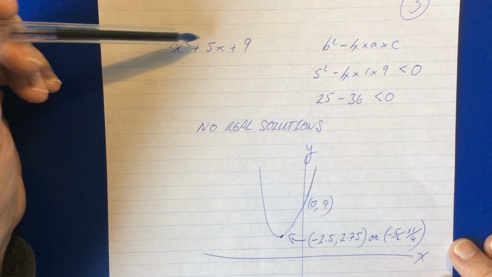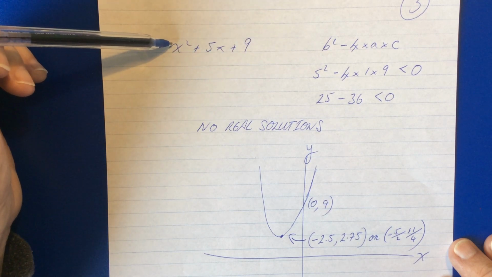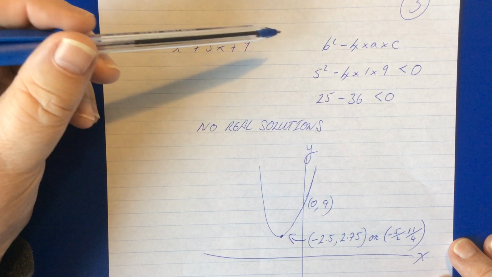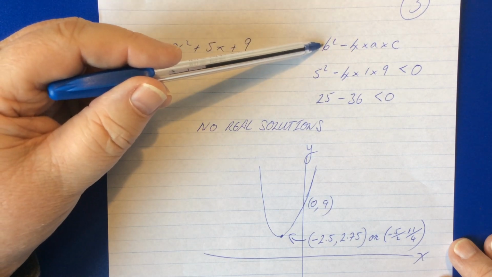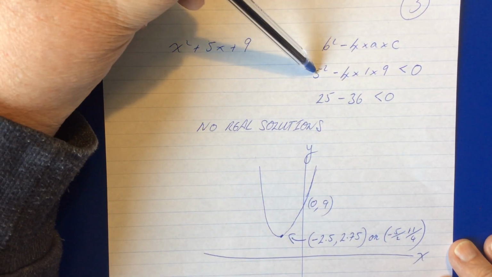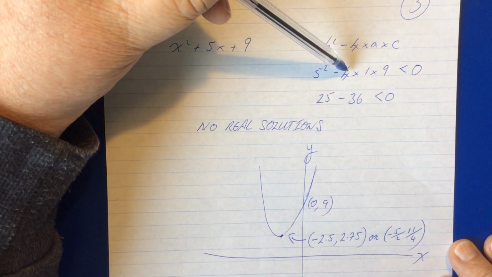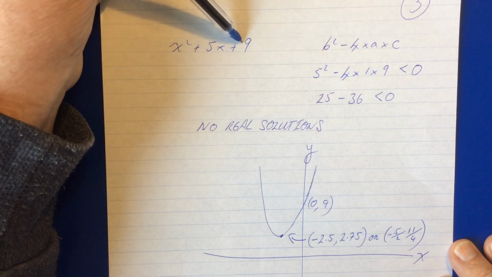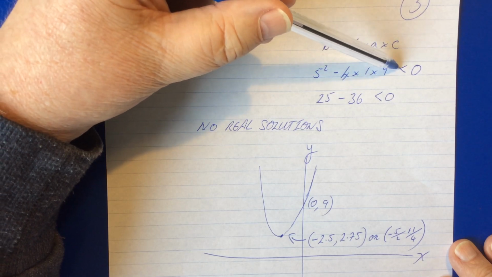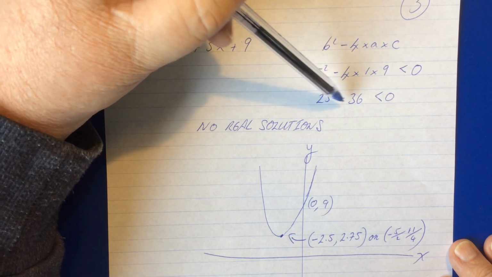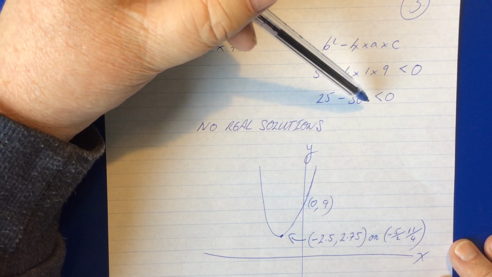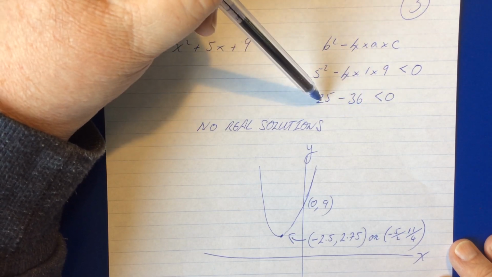So what we do is we try factorizing this. We get nowhere. We pop it into this little formula here, the discriminant. So 5 squared, b squared, minus 4 times 1 times 9, that number there. And what we discover is that this is less than 0 when we work it out. It's 25 minus 36. So that tells us that we have no real solutions.